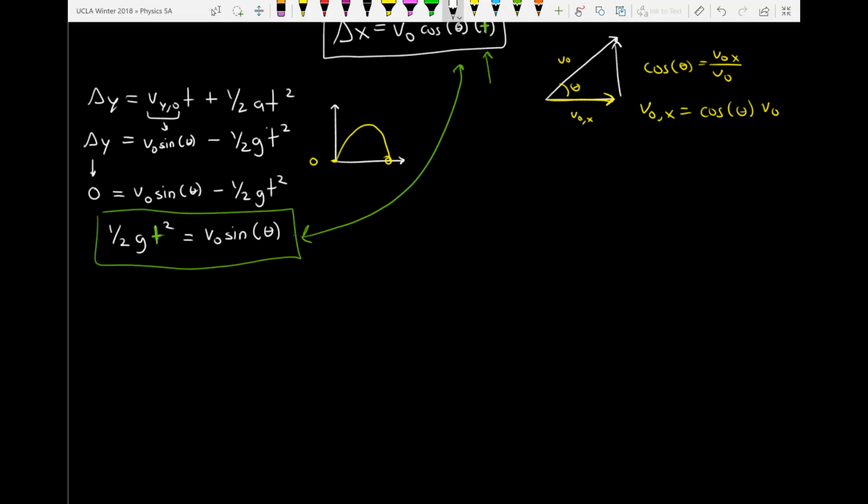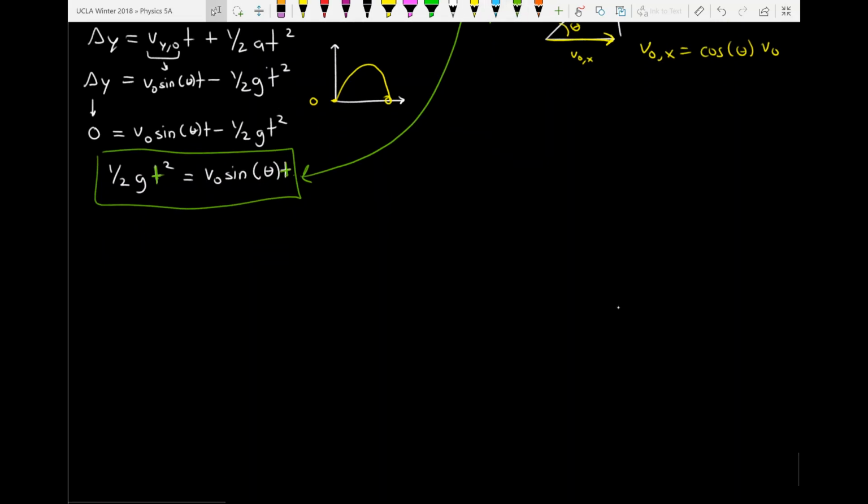Oh, I'm missing a t in all these equations. Sorry about that. It's right there. There we go. Okay, now let's solve for t.